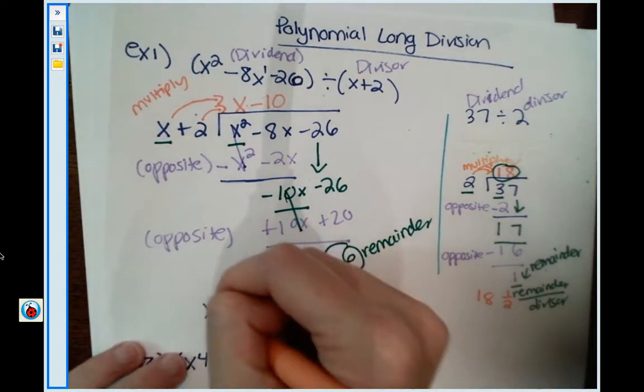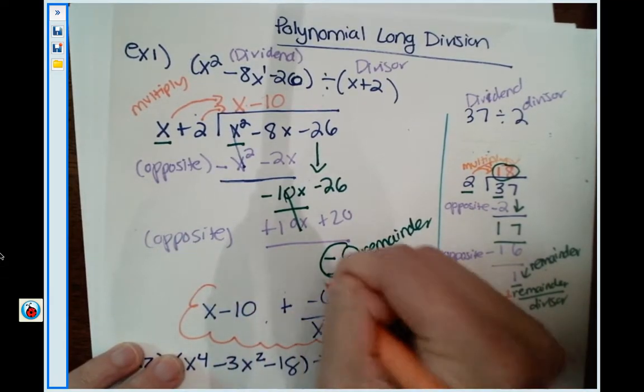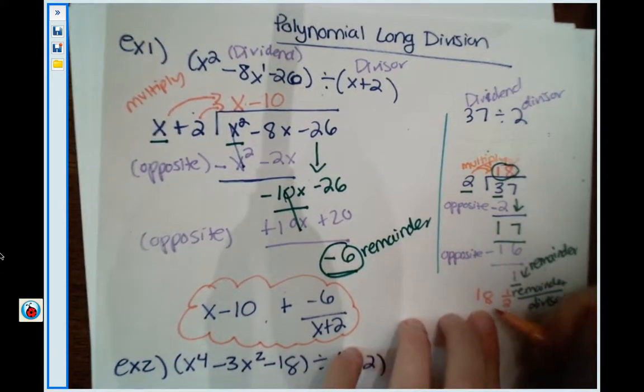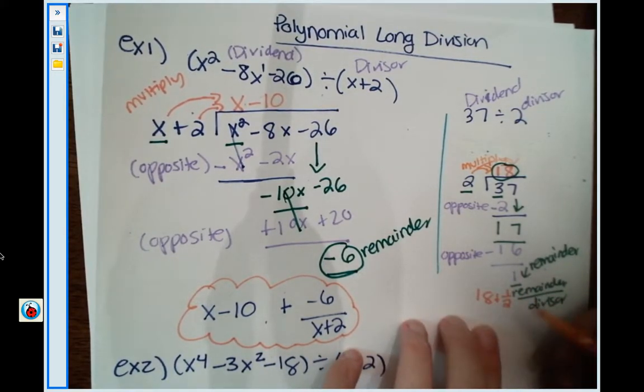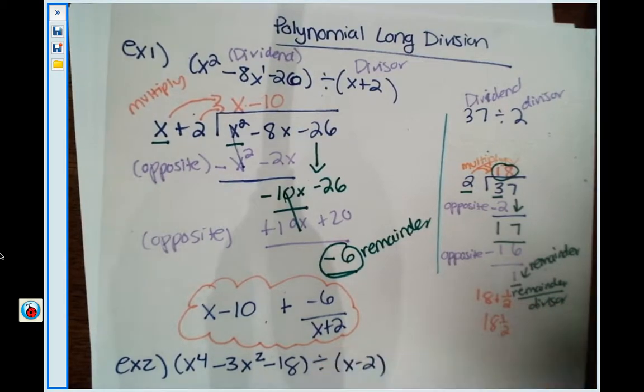So that's it. I know that looks weird, but that is my final answer. So again, I wrote my quotient and then added the remainder over the divisor. 18 plus 1/2 is the same as 18 and 1/2.